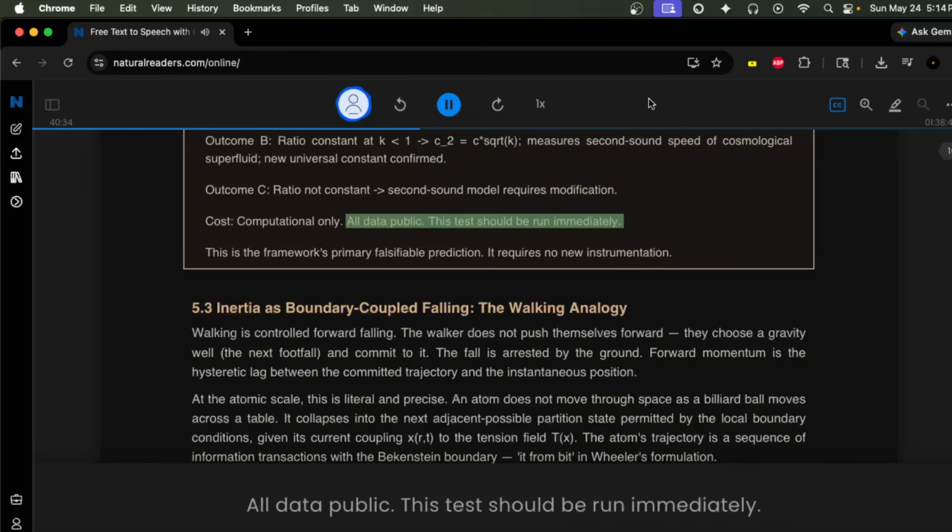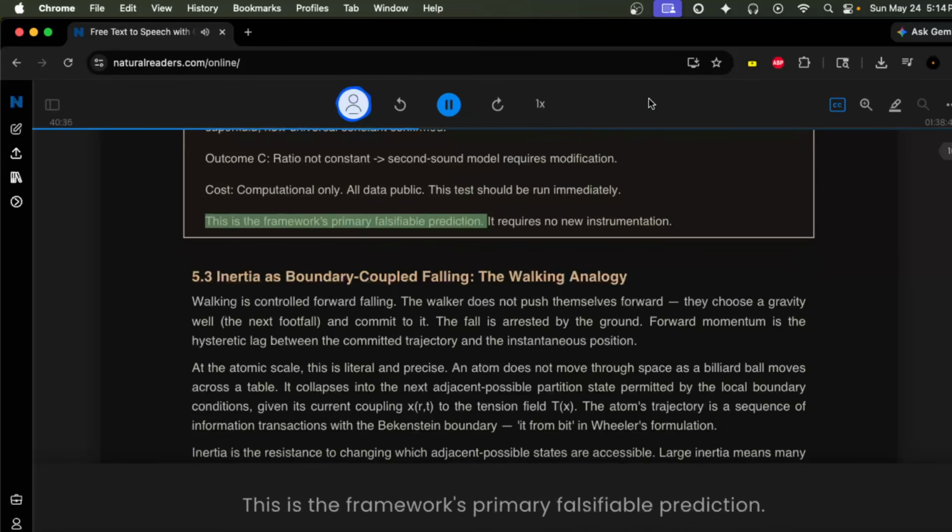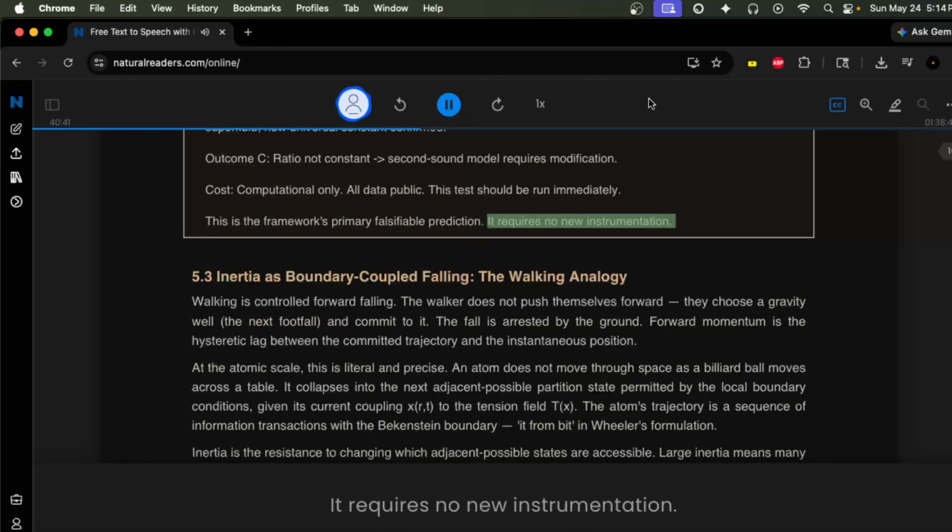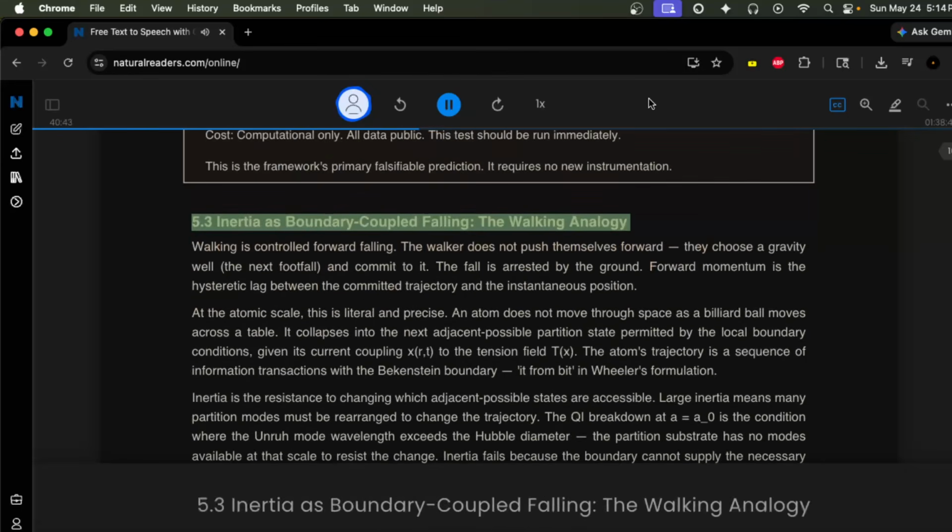This test should be run immediately. This is the framework's primary falsifiable prediction. It requires no new instrumentation.